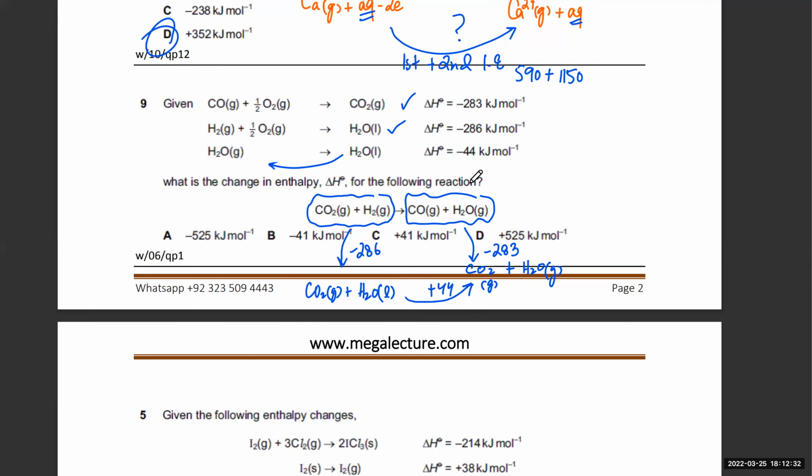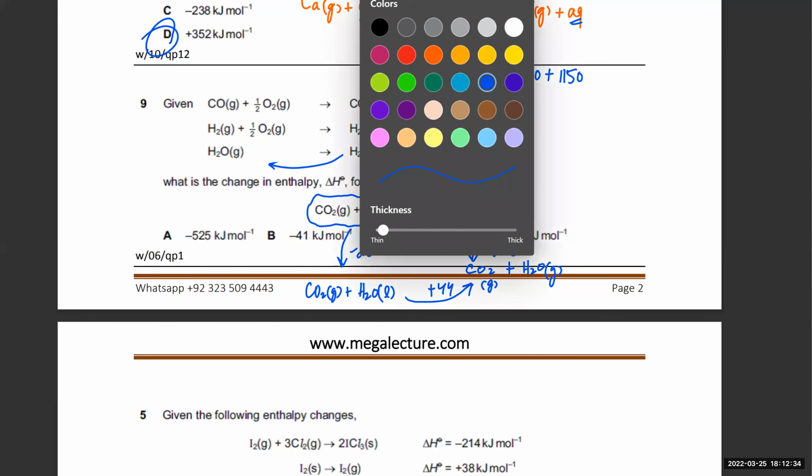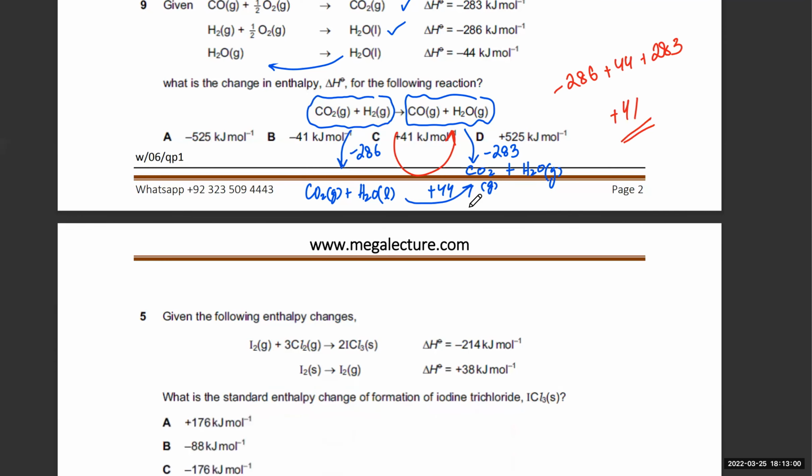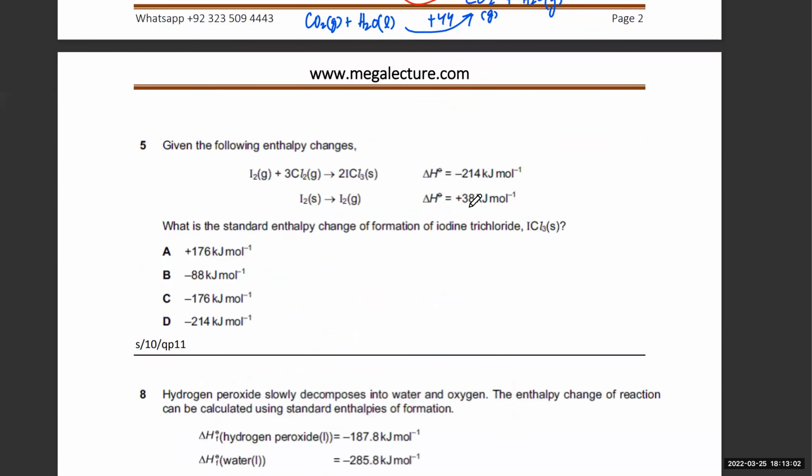Now, for the cycle to be complete, one of the routes, one of the paths has to have its direction changed. So it's going to be minus 286 and plus 44. You get 41, sir. And plus 283, right? Yes. So you're getting plus 41 or minus 41? Plus 41. Yes. So you're getting plus 41. So then this one.